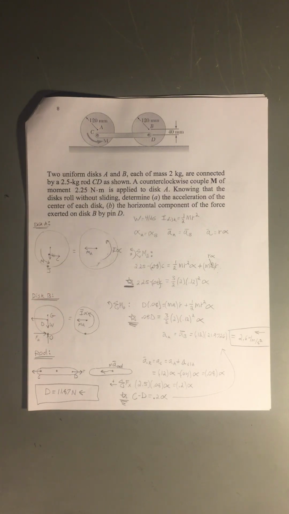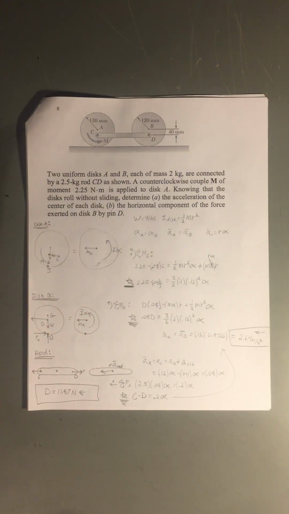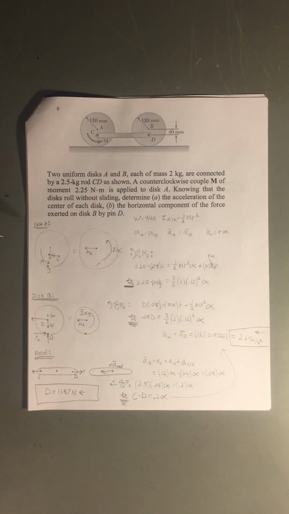This is the weight that we were given, and we were also given the I for the disc, which is, since it's a disc, we know that the I value will be 1/2 mr squared.